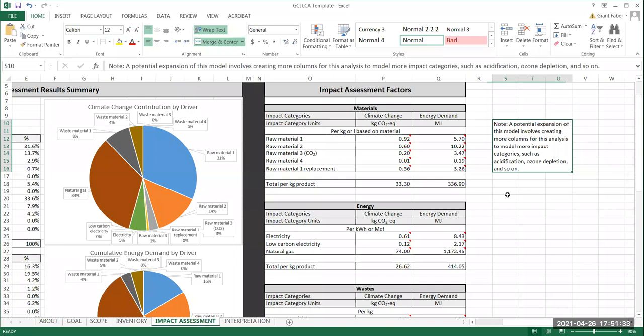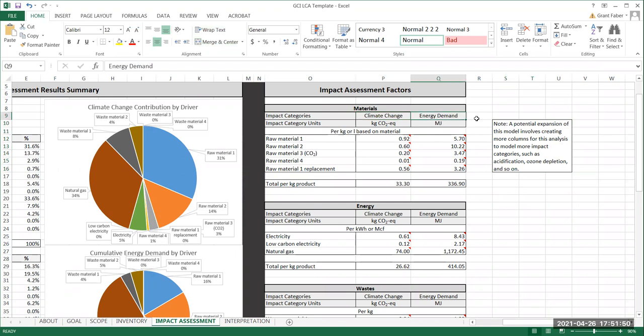And this box here discusses how, with a more advanced analysis, one may want to add further columns representing further impact categories as well. So of course here we're just looking at climate change and energy demands from the process, as these are often some of the most important to look at if the main concern of, say, a commissioner is mitigating climate change. But of course there are many other relevant environmental impacts from a given process, things like acidification, ozone depletion, toxicity, and so forth.